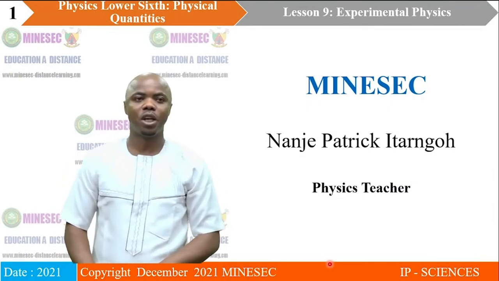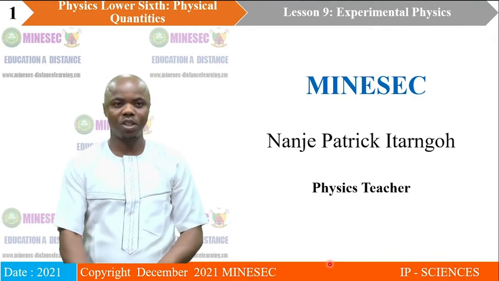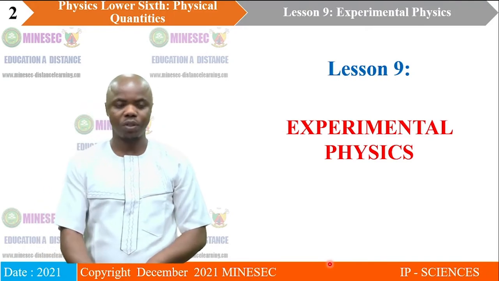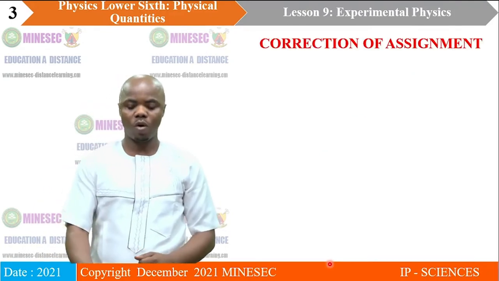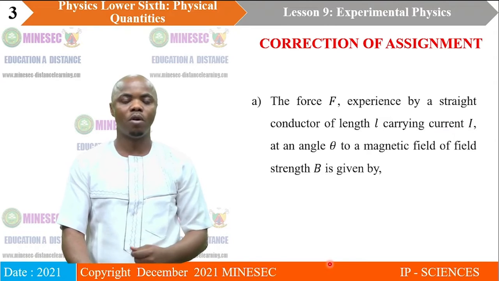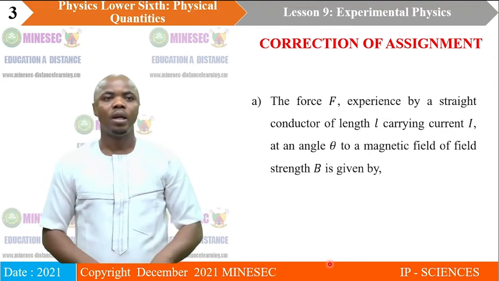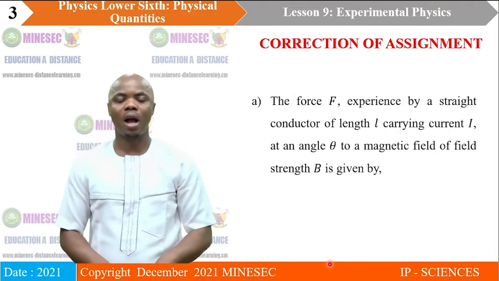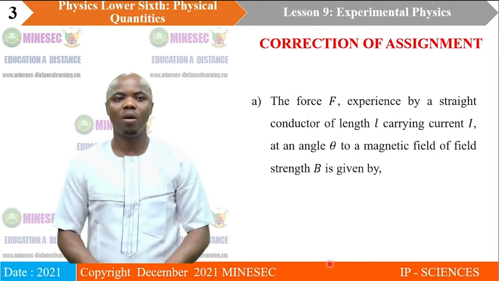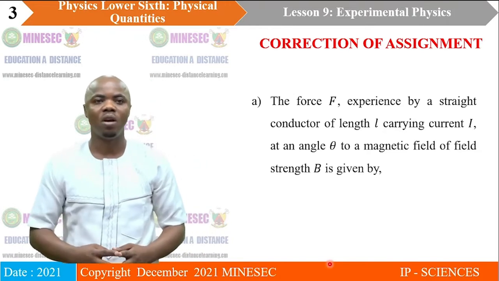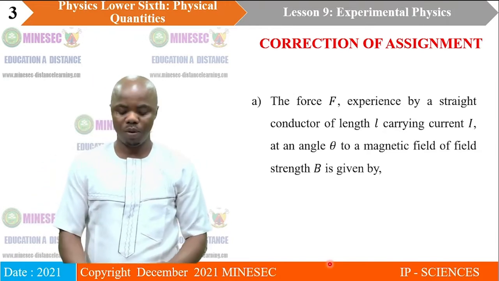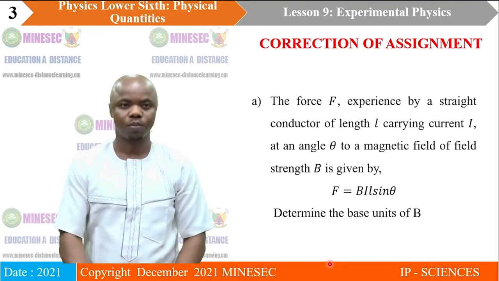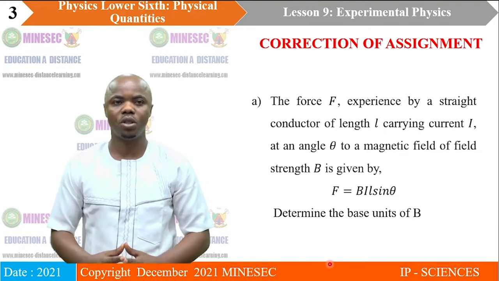Welcome to this learning session. I am Nanje Patrick, your physics teacher. Lesson 9, Experimental Physics. We begin the lesson with the correction of the assignment from the previous lesson. The force F experienced by a straight conductor of length L carrying current I at an angle theta to a magnetic field of field strength B is given by F equals B I L sine theta. Determine the base units of B.